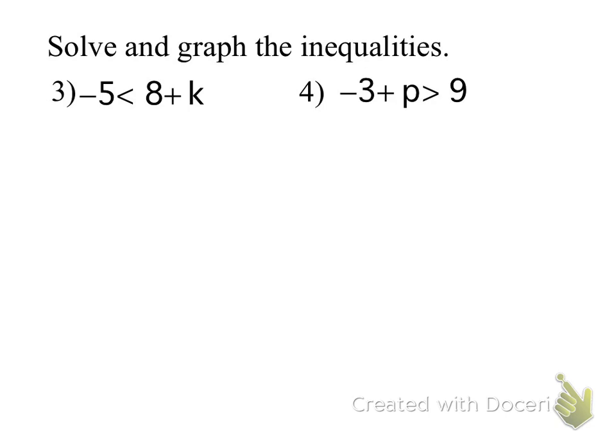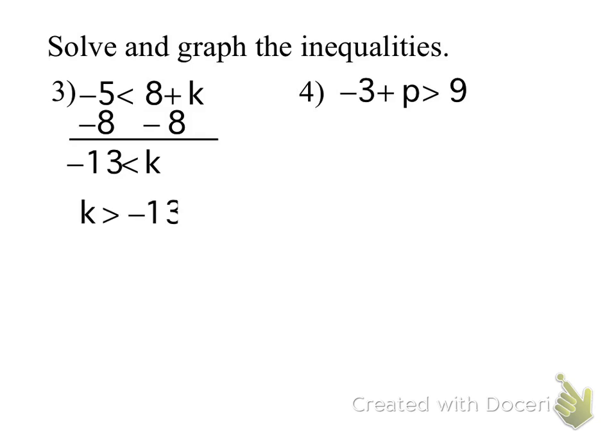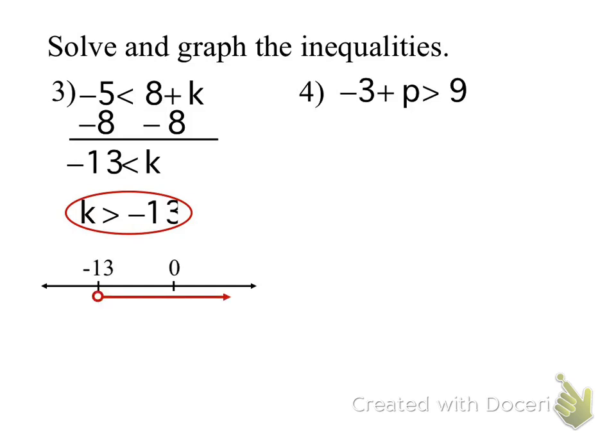Why don't we pause it and you guys try 3 and 4. You're solving and graphing. Okay, we're going to check. We're subtracting 8 from both sides of the inequality. We get k is greater than negative 13. That's what I mean by reading from the variable. Or I can switch it around to k is greater than negative 13. We start at negative 13 on the graph, and we are going in the positive direction with an open circle.